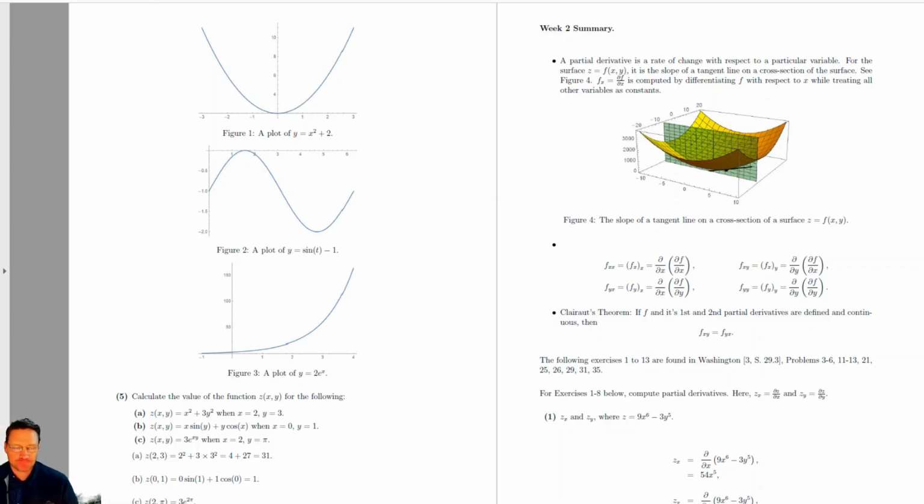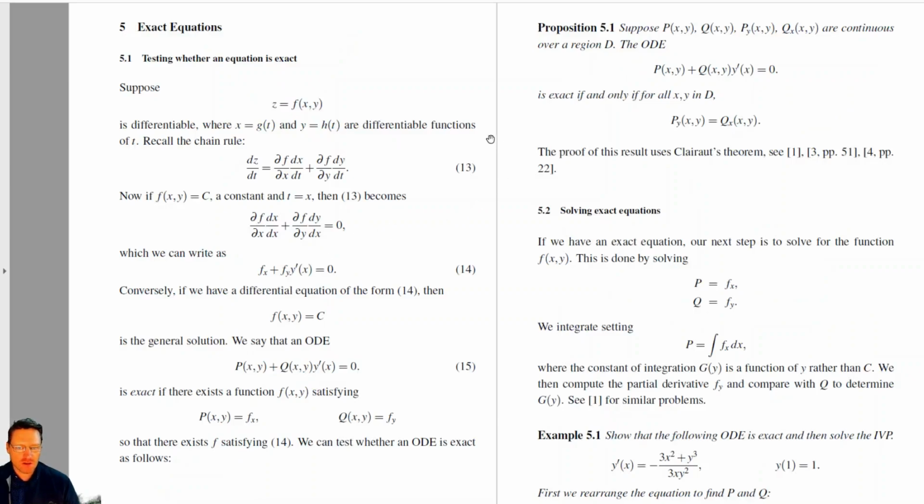But this result, equation 13, is a result for partial derivatives. So dz on dt is the partial derivative of f with respect to x times the ordinary derivative of x with respect to t, plus the partial derivative of f with respect to y times the ordinary derivative of y with respect to t. That's just the chain rule for partial derivatives.